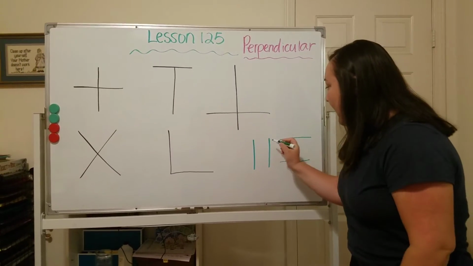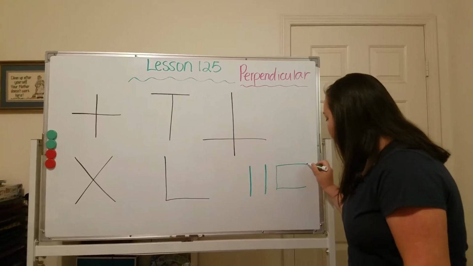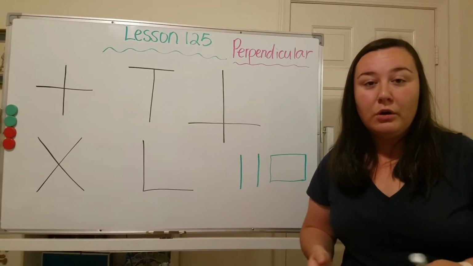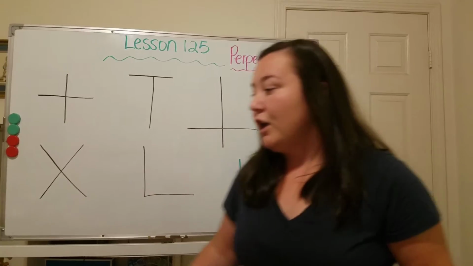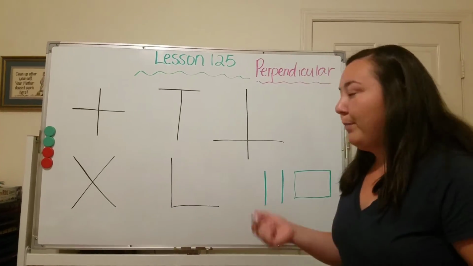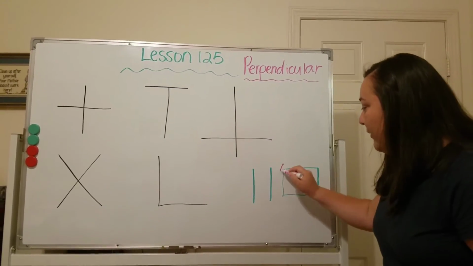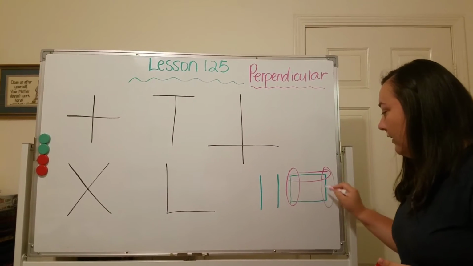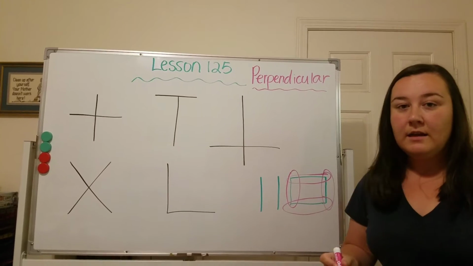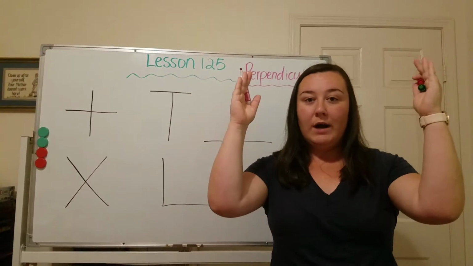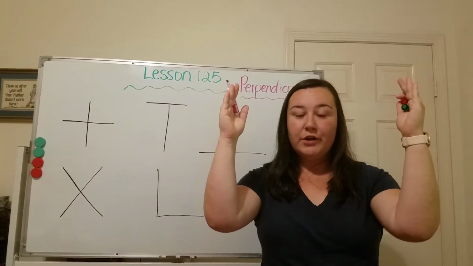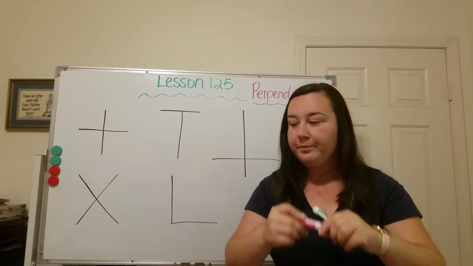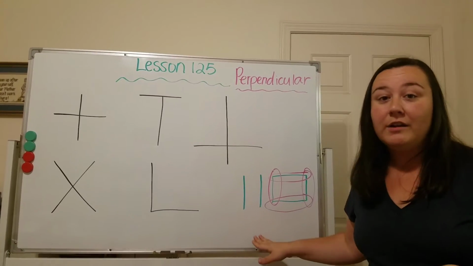So let's say I had a rectangle and it asks you to circle the parallel lines. You would take your pencil or pen and you would say that these here are parallel lines and these here are parallel lines. And parallel lines are the ones that are right across from each other, equal distance away from each other. So these are parallel lines.